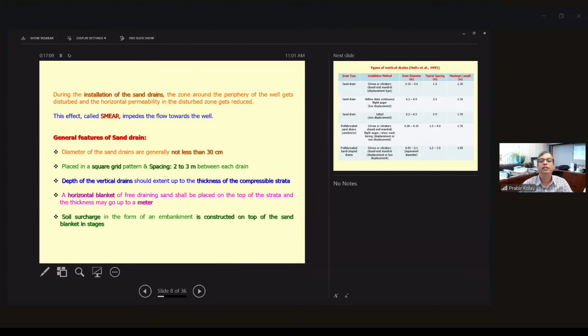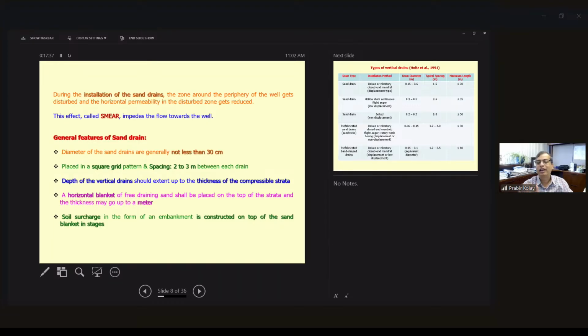So during the installation of the sand drain, the zone around the periphery of the well gets disturbed. We call this the smear zone. The horizontal permeability in the disturbed zone gets reduced because it is mixed with clay and sand, right? And this effect is called the smear zone. It impedes the flow towards the well, so that really hinders the flow. Okay. So what are the general features of the sand drain?